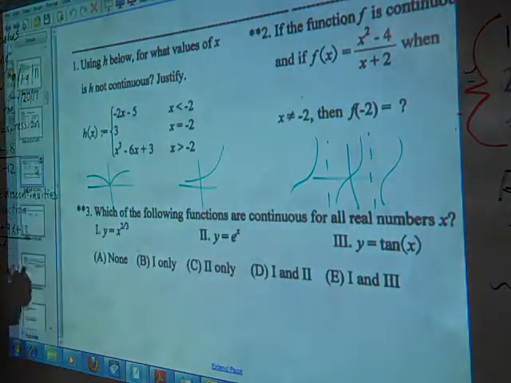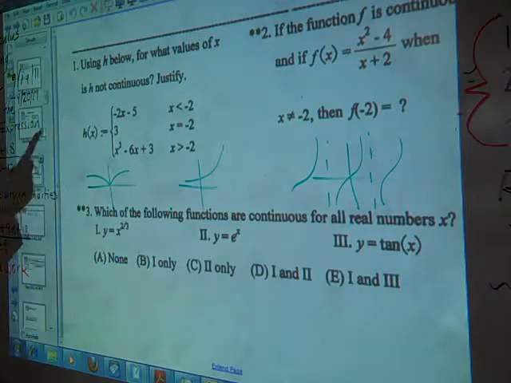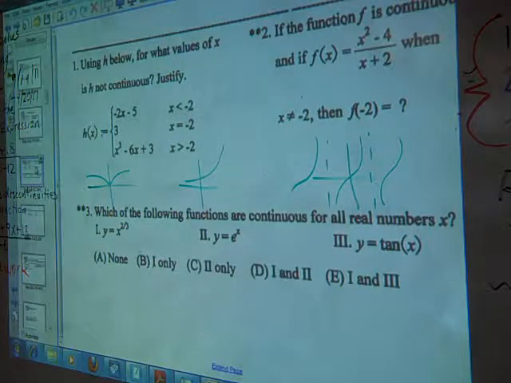Given the shape of those graphs, which one or ones are continuous for all real numbers? I put the sketch above the Roman number. What was the question? Which ones are continuous? I'm looking at number 3. I sketched the graphs for you.